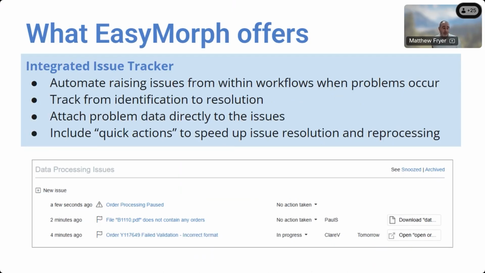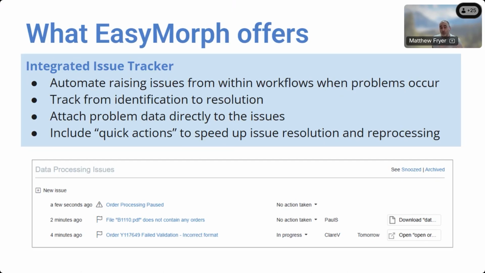And lastly, we can also have the integrated issue tracker, as I mentioned earlier. Not only is this a way of capturing issues, but it has benefits over other separate issue tracking systems like a support desk or Jira, because again, it's baked into EasyMorph. It's part of EasyMorph. As well as just raising issues and assigning them to people and tracking their progress as they're resolved, we can also attach the problem data to that issue, so it's immediately available to the person investigating and trying to solve it.